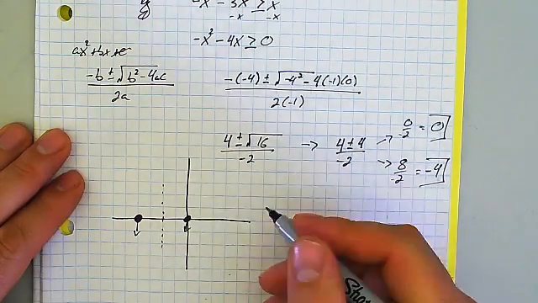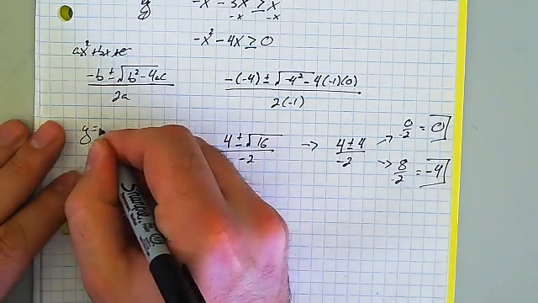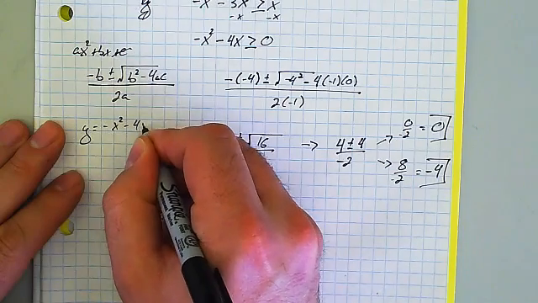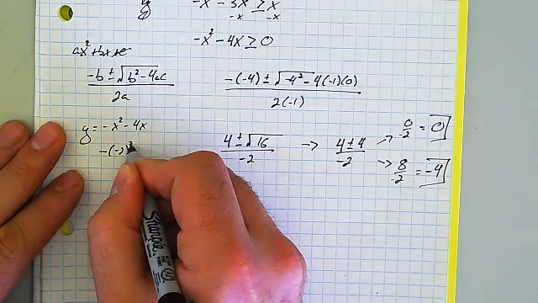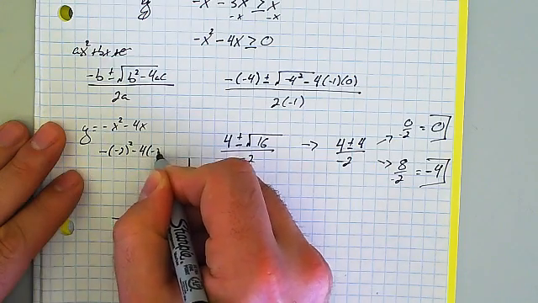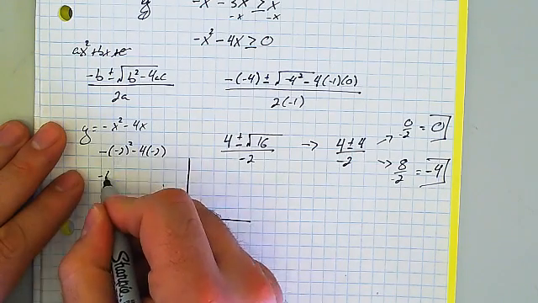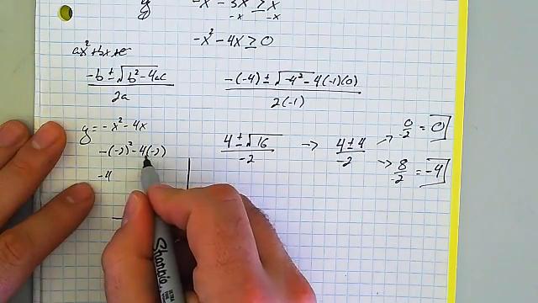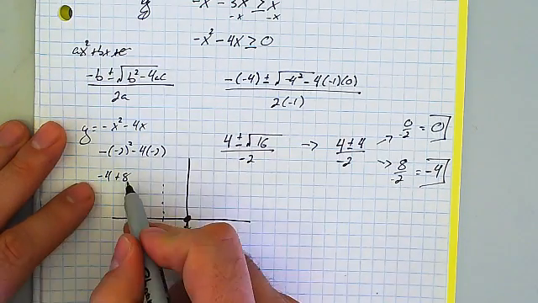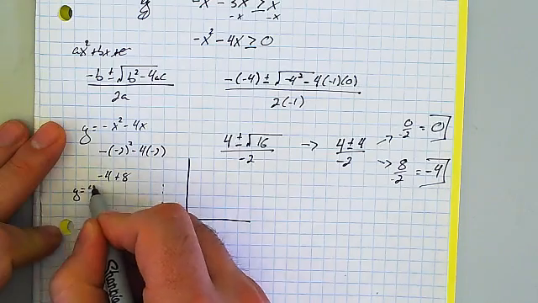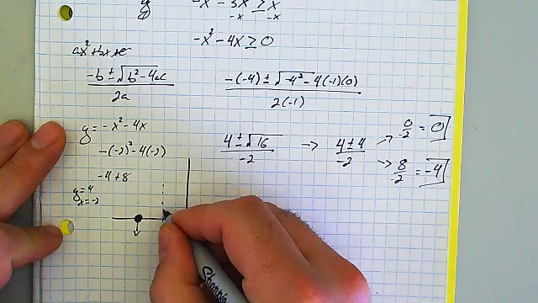And to find out my upper limit, I'm going to plug in negative 2 for x and solve for y. So y would equal negative x squared minus 4x. So minus negative 2 squared minus 4 times negative 2. So negative 2 squared would be 4. So I have negative 4, and negative 4 times negative 2 turns into positive 8. Negative 4 plus 8, so I know that y is going to be positive 4 when x equals negative 2.